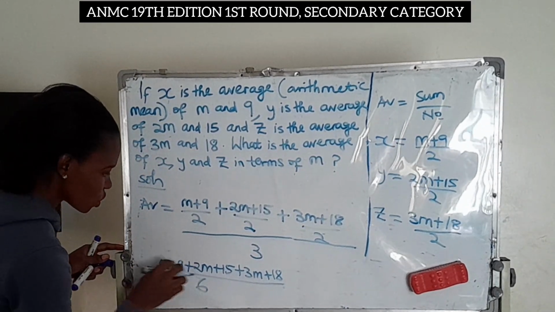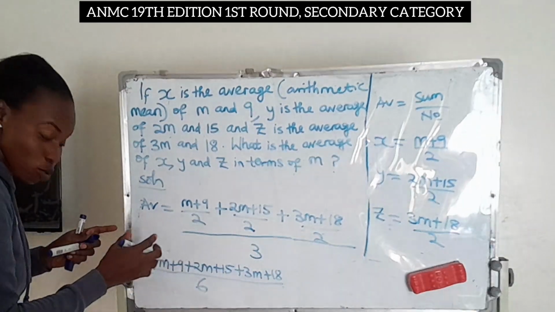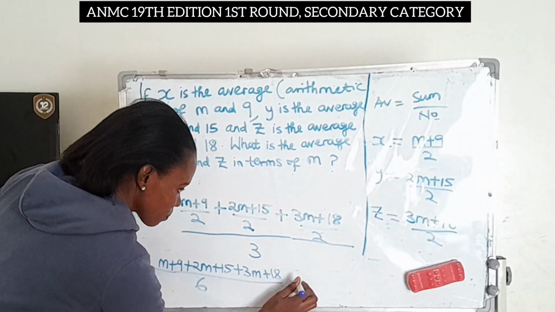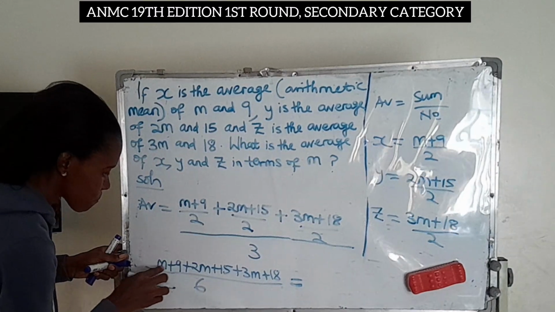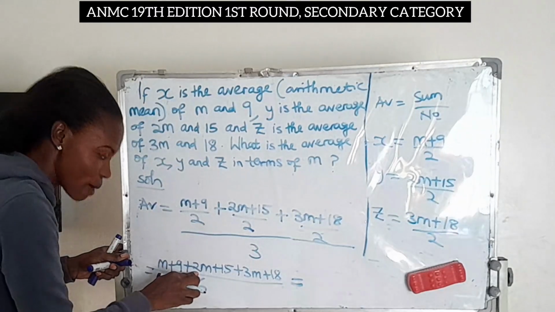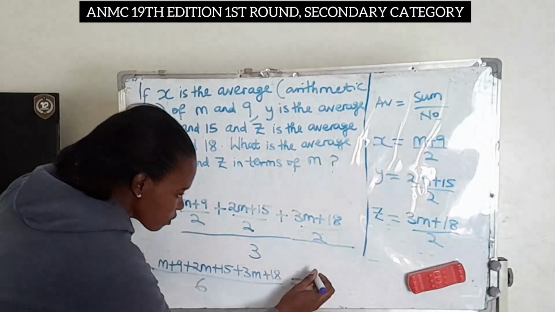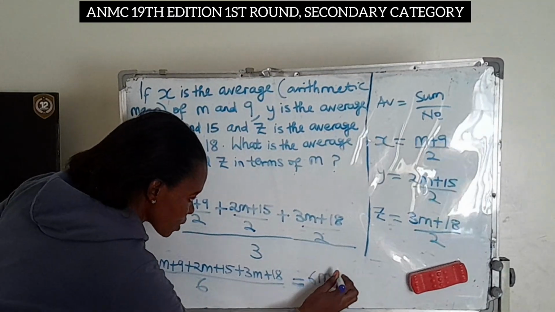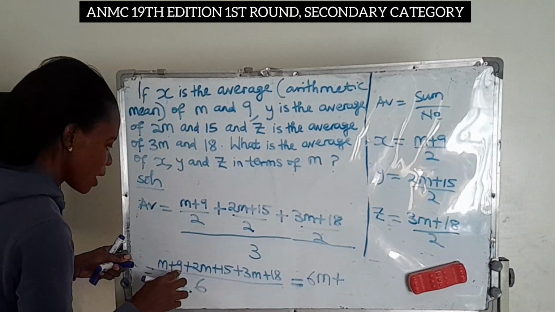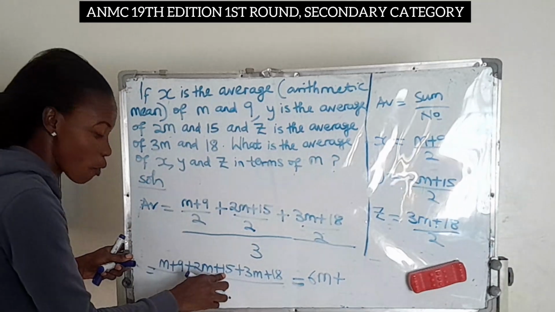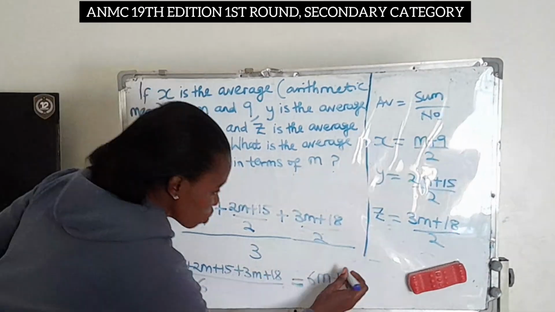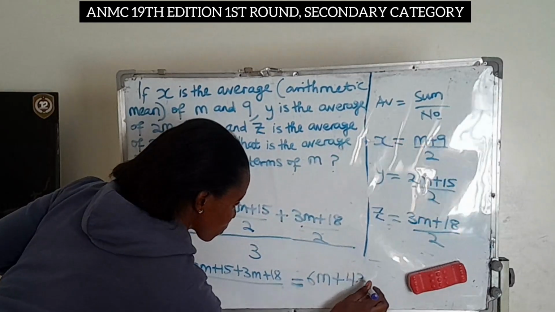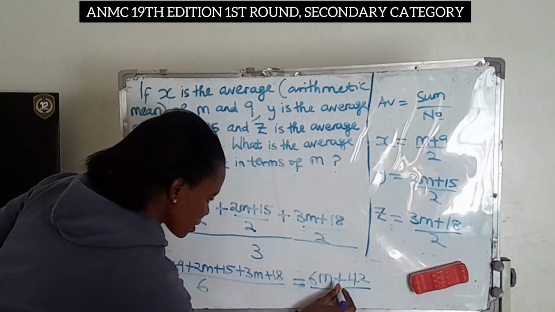So the next thing I'll do is to simplify by collecting like terms. So I have m plus 2m will give me 3m. 3m plus 3m will give me 6m. So I have 6m here plus 9 plus 15 is 24. 24 plus 18 is 42. So I have 42 here all over this 6.